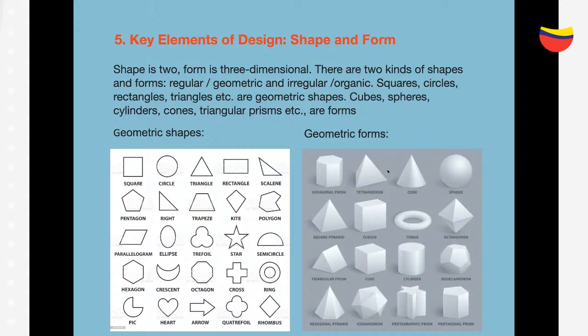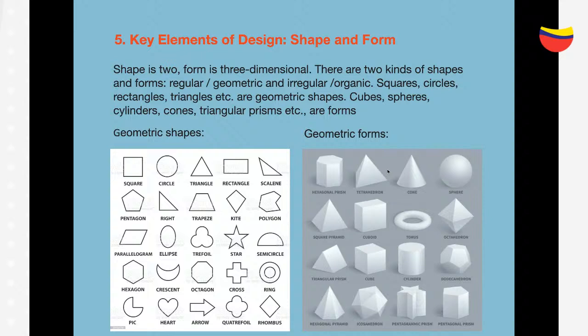When we are talking about shape, we are talking about squares, circles, triangles. These are regular or geometric shapes. There are irregular shapes as well that we cannot easily name, but we can create them. And there are also forms. Forms composed of geometric shapes, like cubes, spheres, cylinders, cones, triangles, right? These are geometric forms. There are non-geometric forms as well, of course, organic forms in life.